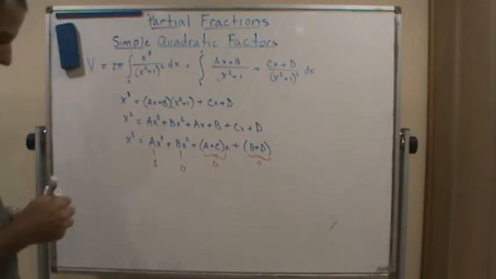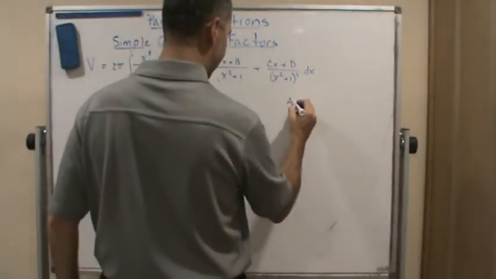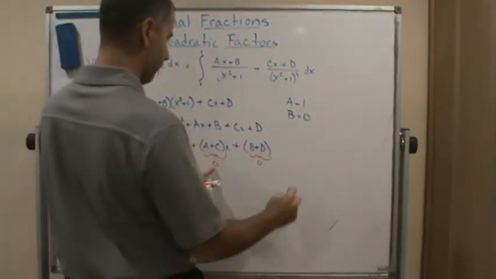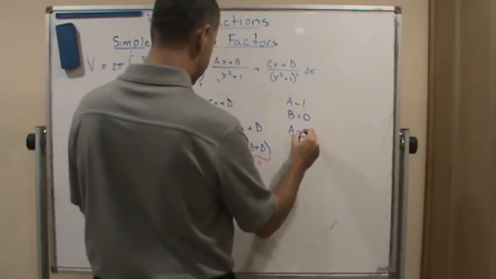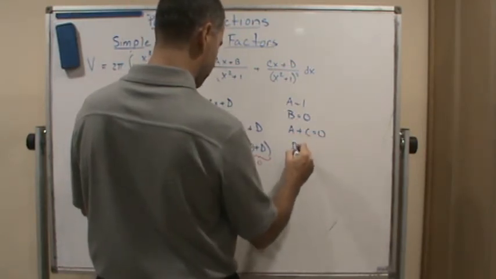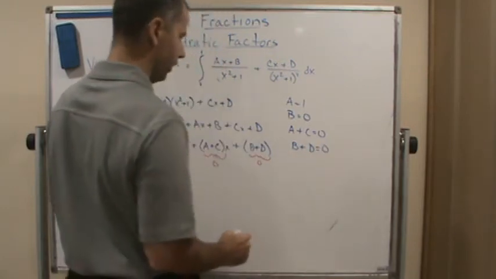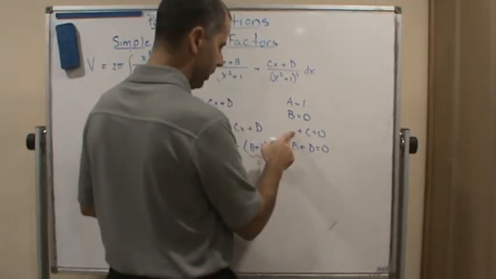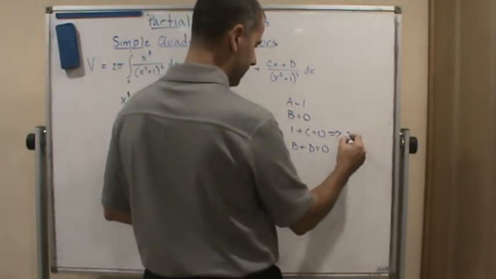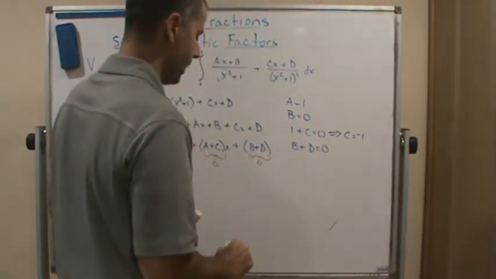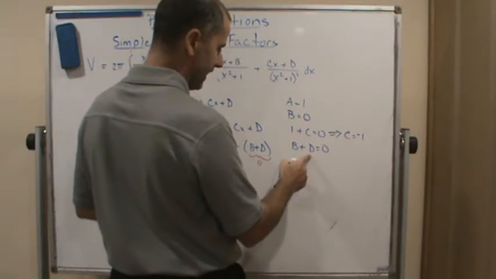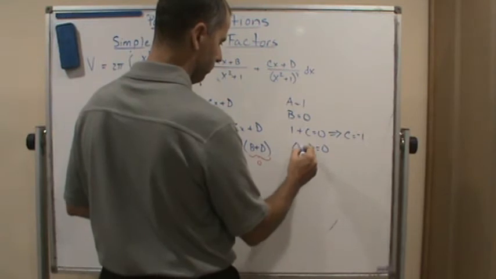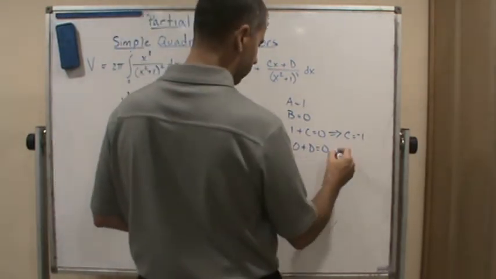So this is going to be nice, okay? So we know a equals 1, b equals 0. Well, a plus c equals 0, and b plus d equals 0. Well, if a equals 1, then that means c equals -1. And if b equals 0, that means d also has to equal 0. So d equals 0.